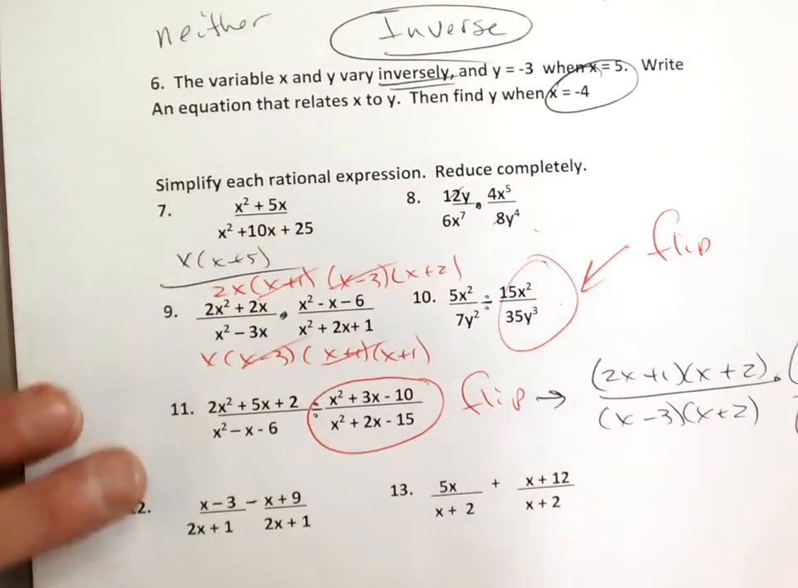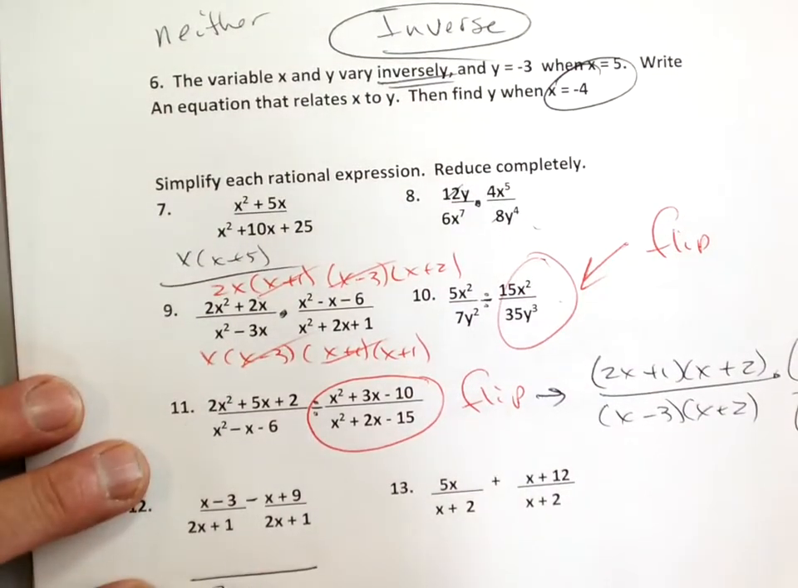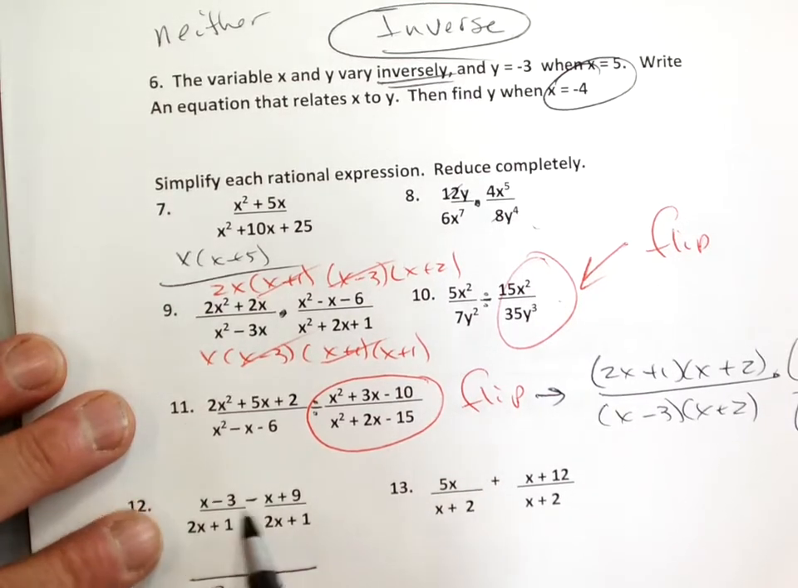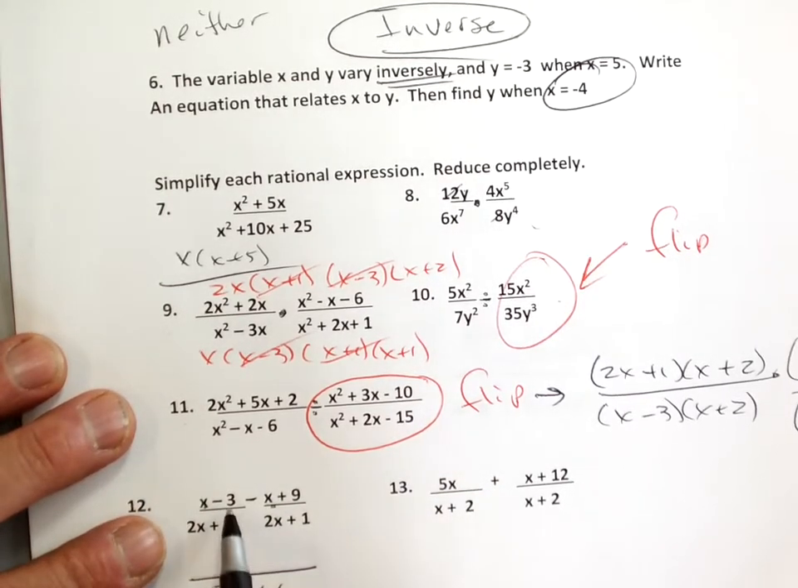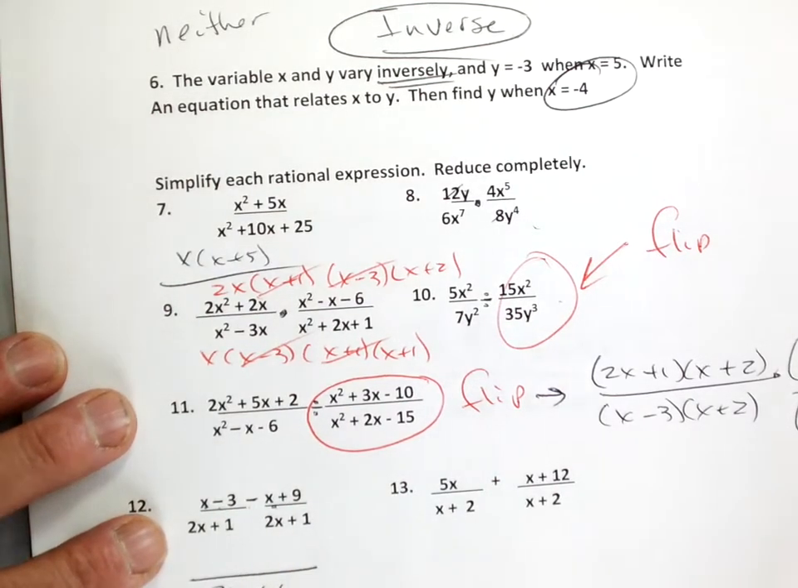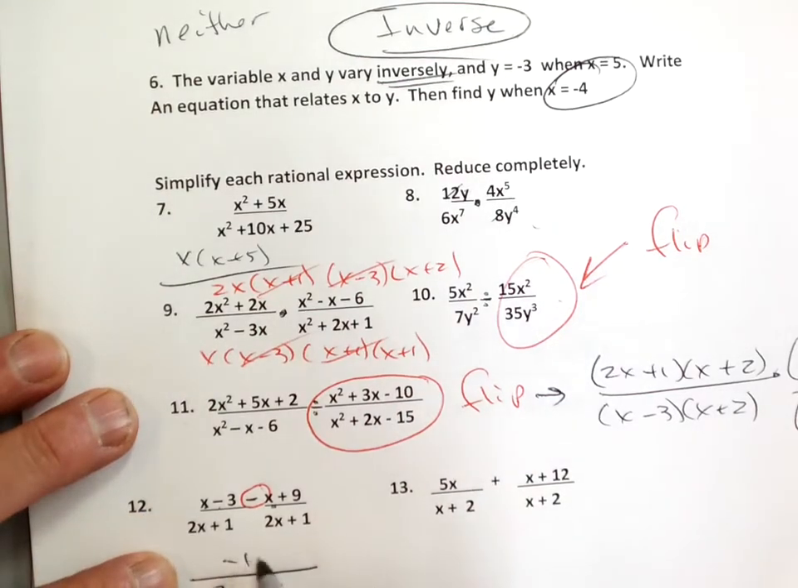12, they already have a common denominator. It is a 2x plus 1. I have to subtract. X minus x is nothing. Minus 3 minus, don't miss this, minus 3 minus 9 is a negative 12. I think that's all you can do.